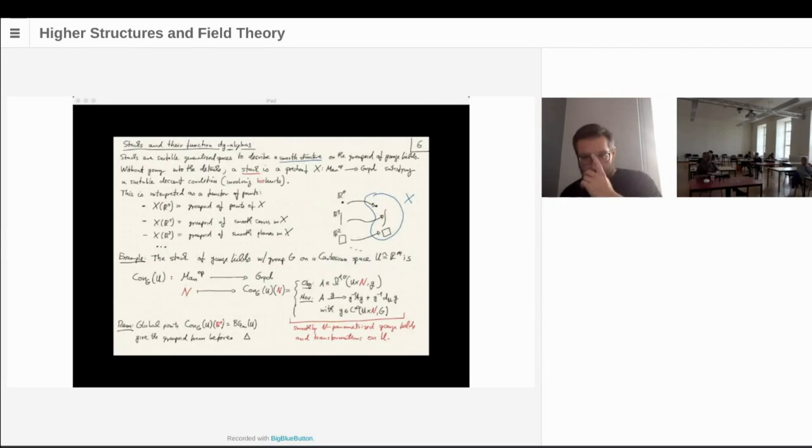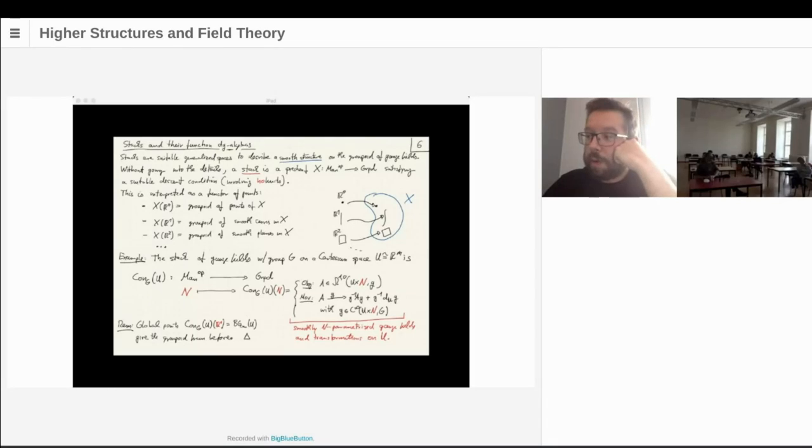Okay, now let me quickly talk a bit about stacks. We had stacks before. I think Albert was talking about stacks yesterday. I won't give you full definitions, but I want to tell you what they are and how to think about them in a looser way.